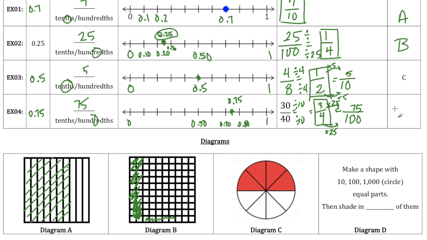Lastly, let's describe the diagram. So we're going to make a shape with 100 equal parts, and we're going to shade in 75 of them. That is diagram D.